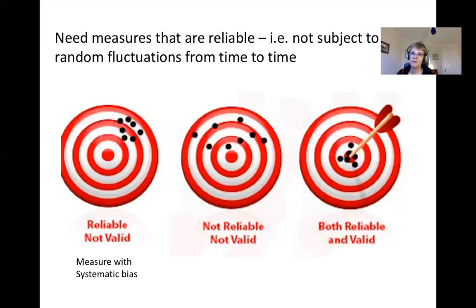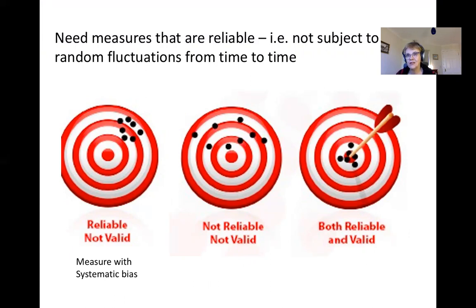We need to have measures generally that are reliable and not subject to random fluctuations from time to time, unless you happen to be studying random fluctuations. You may be interested in how people fluctuate over time. But for many settings, this is an issue which isn't adequately thought about. People may get very consistent measures, but they're not measuring what they thought they wanted to measure. That's the situation depicted on the left, where you've got a measure that's actually got some sort of systematic bias.